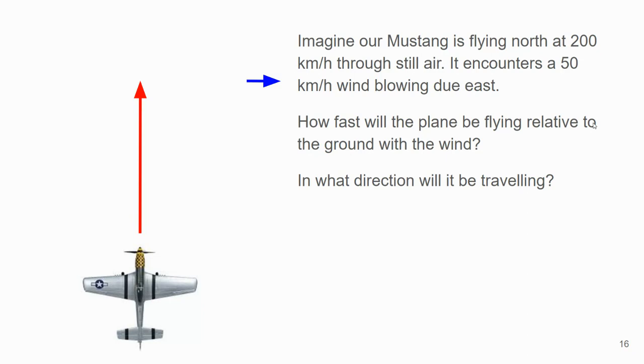And then finally, for the hard one, you've got the plane going north at 200 kilometers per hour. This time the wind is blowing 50 kilometers per hour due east. How fast will the plane be flying relative to the ground with the wind? And in what direction?